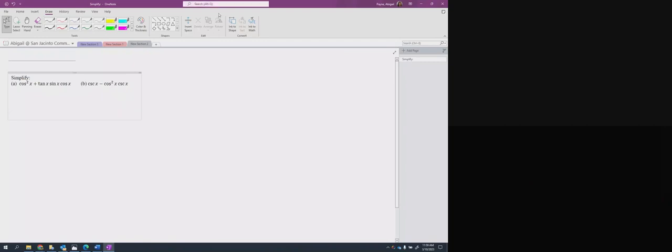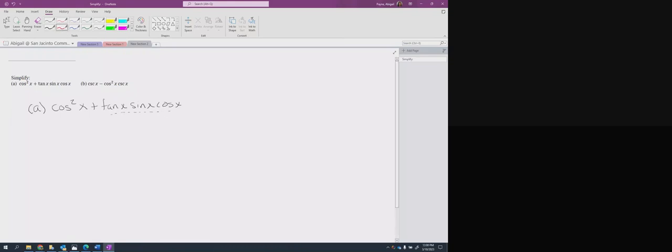So in this example, we're given a couple of different trig expressions to simplify. I'm going to start with part A here. And so we're looking at cosine squared x plus, and then we've got this big product, tangent times sine x times cosine x. So I would focus my attention on this huge product right here, and I'd think about trying to simplify that.